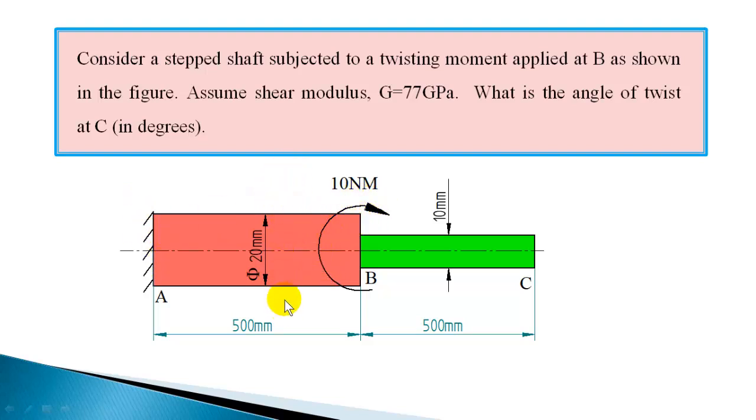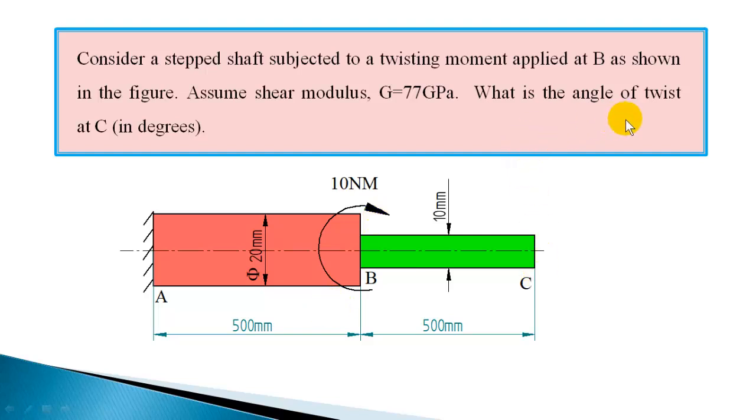Now if you take this section, the torque acting in this section is 10 Newton meter. There is no other torque, only one torque is acting. But in the section BC, if you take a section plane and consider the right portion, there is no torque at all. So the torque acting in the section BC is equal to 0. So only section AB is subjected to torque and the magnitude of torque is 10 Newton meter.